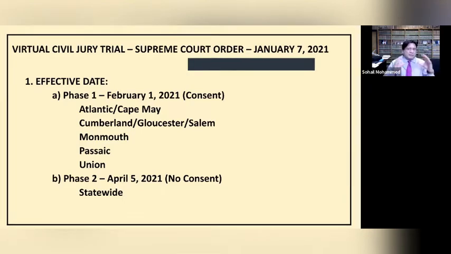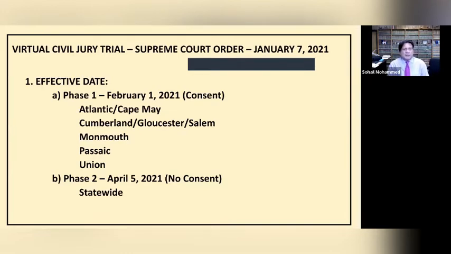This is, again, a summary. You can look at the directive. At the end of this segment, I have one slide with all of the important directives that you can keep handy. If you are a judge, keep those on your bench. If you're a practitioner, have those printed because those are going to be invaluable.